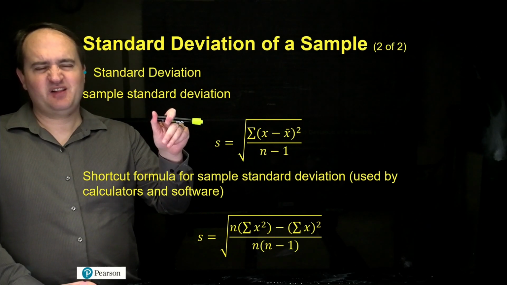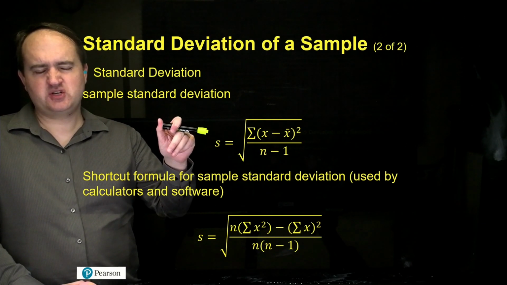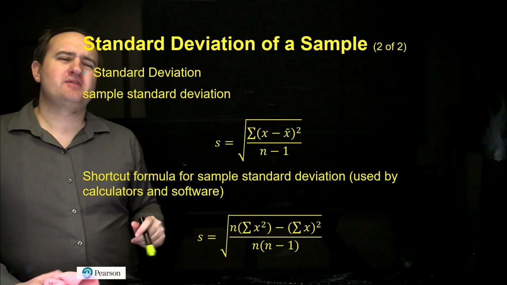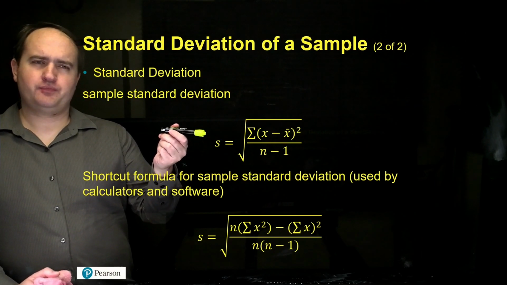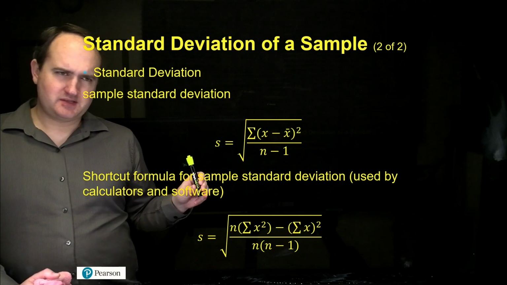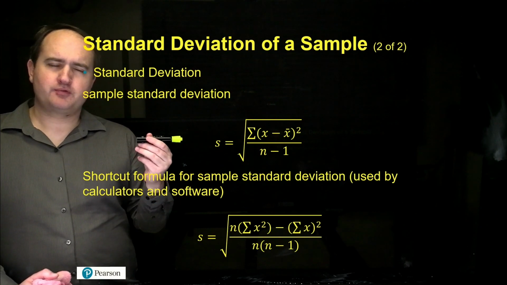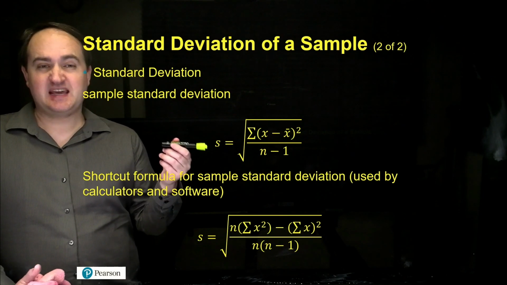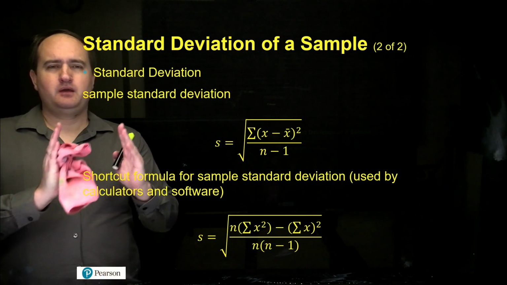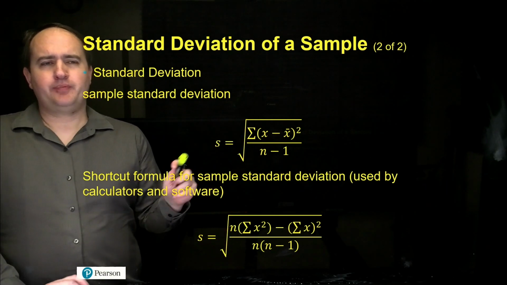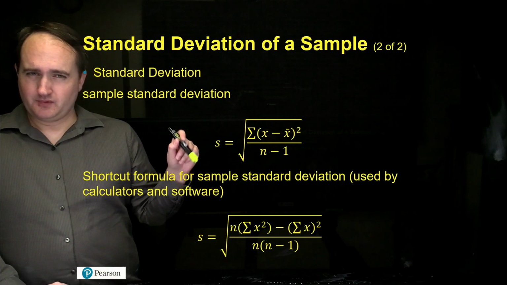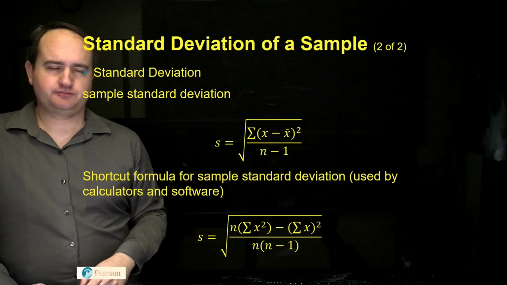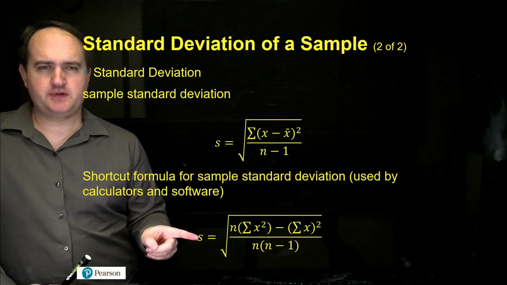I just feel like this one is longer. It usually takes longer to calculate than the shortcut formula. The other problem with the top formula is that it's more prone to rounding error. People usually calculate the top formula using a table, and not only does it take longer, but if you round each of the values, it can actually throw off your answer. So I prefer this one.